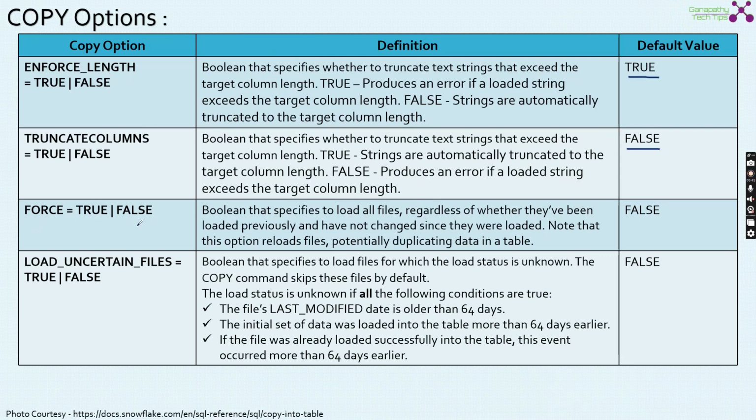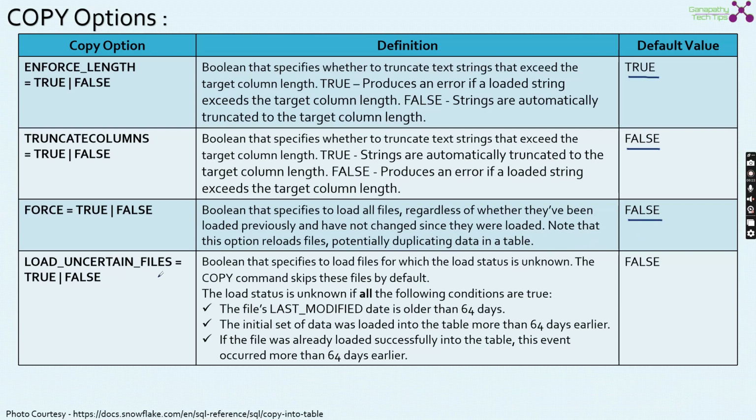So force equal to true or false. Again another good parameter. If you want to forcefully ask Snowflake to do any of the operations, then you need to do it. Ideal example is duplicate loading. If you want to load the data duplicates into Snowflake, by default it will not do. If you want to do it forcefully, you can utilize this command, a Boolean command that specifies to load all files regardless of whether they have been loaded previously and have not changed since they were loaded. Note that this option reloads files, potentially duplicating the data in the table. That is something which you need to know. Default value for force is again false.